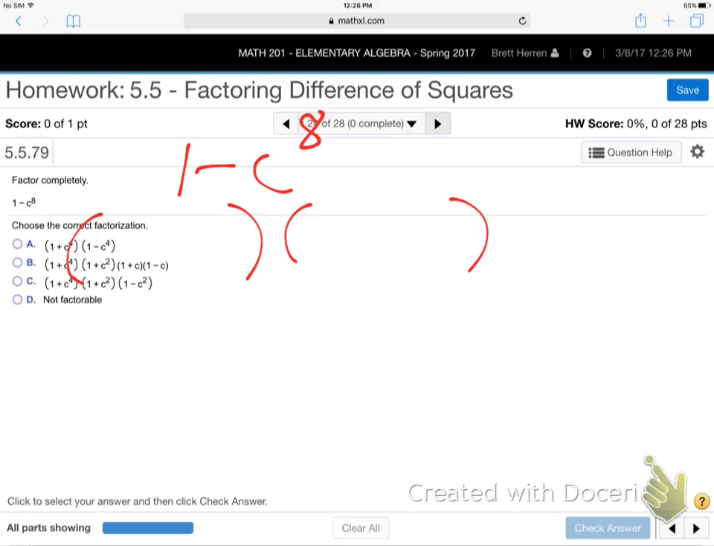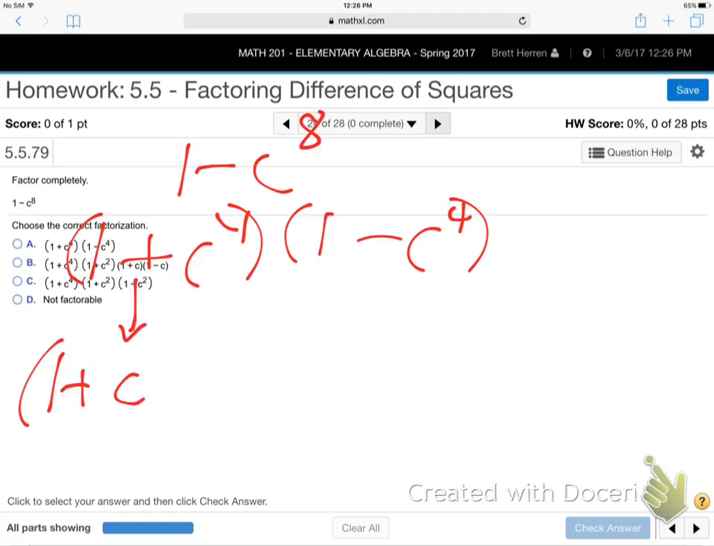Okay, now, the 1s have to stay in the front. You can't put the c's in the front. Whatever is on the right must remain on the right. C to the 4th, C to the 4th, 1 plus, 1 minus. Everybody good so far? That's the first step. Now they'll break down again. But not this guy. This guy is just going to stay as he is. And this guy will break into 2.